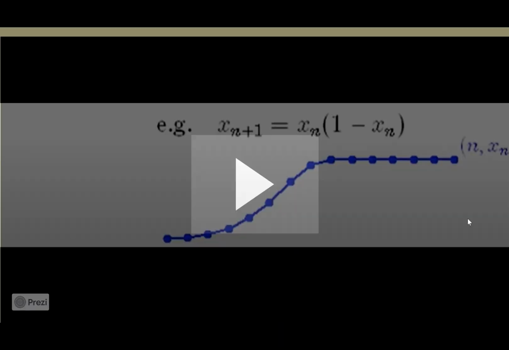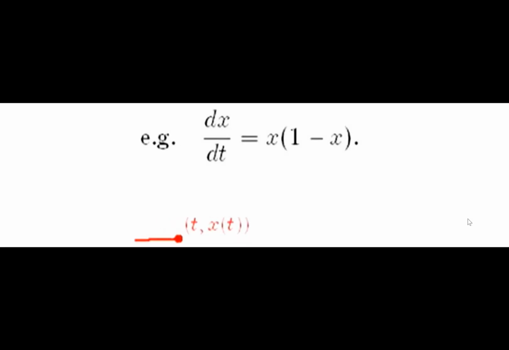As you can see here, we have a fixed point which is not continuous. And a differential equation is a continuous version of a difference equation. Here with this graph, you can see that it is a continuous line.